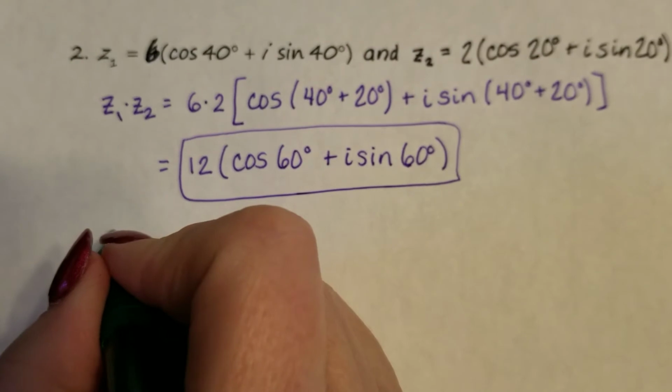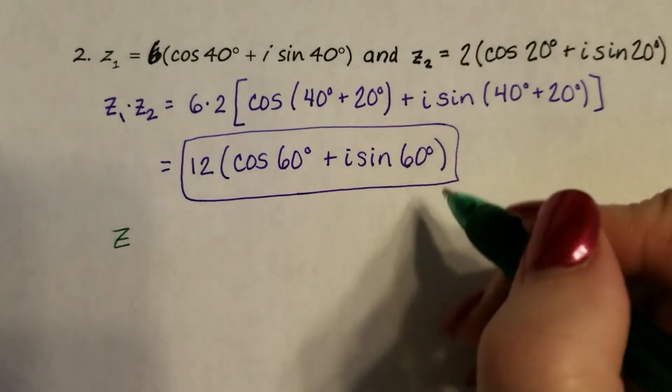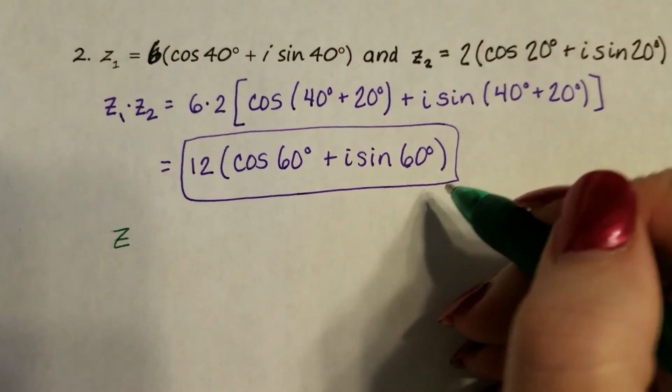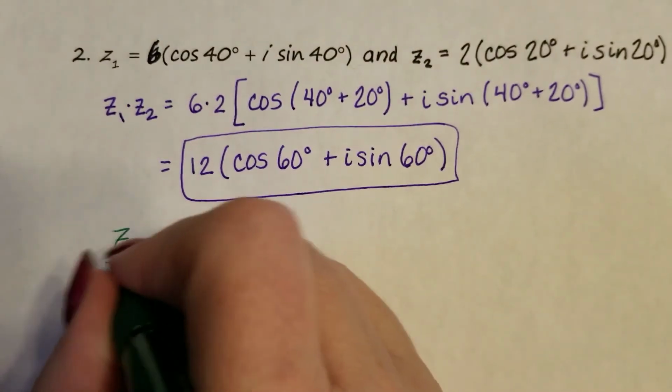Let's do the quotient. And yes, this is a triangle that we know, but we're asked to leave it in polar form, so we're not going to find what cosine of 60 is or what the sine of 60 is. We're just going to leave it that way.